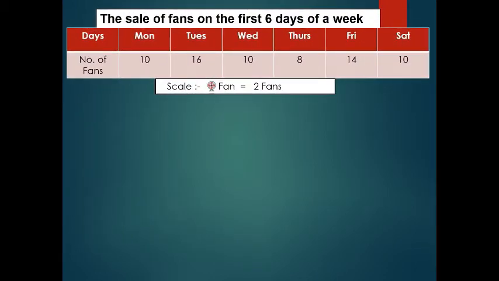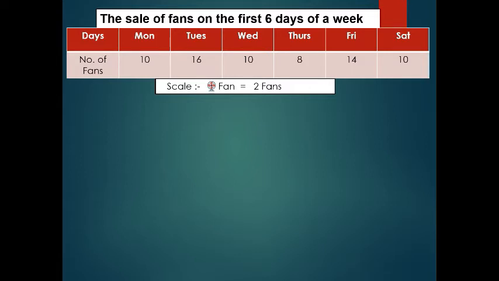Let's take an example. The sale of fans on the first 6 days of a week. On Monday, he sold 10 fans. On Tuesday, he sold 16 fans. On Wednesday, he sold 10 fans. On Thursday, he sold 8 fans. On Friday, he sold 14 fans. And finally, on Saturday, he sold 10 fans. And they have given us the scale or the key as one image of a fan is equal to 2 fans. Now, let's see how to draw a pictograph.